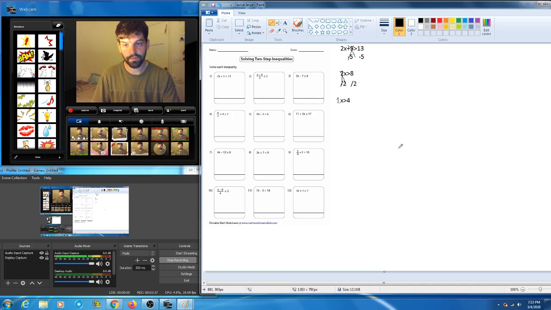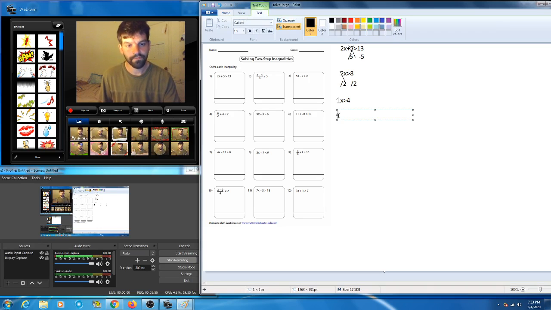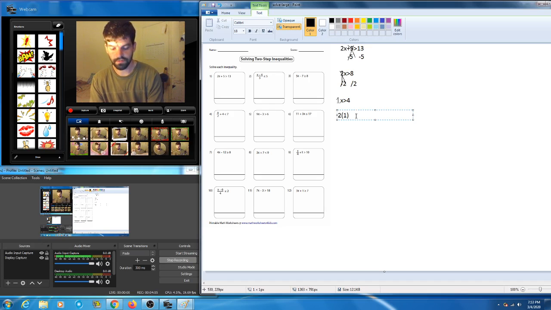Now here's the very important part of these types of questions. The biggest thing that you want to do is make sure that your solution set works. So what you can do is pick a number that would satisfy this inequality, in this case, any number that's greater than 4. So I'm going to choose 10. I'm going to go back to my original inequality and substitute in 10 for anywhere that I see x. So 2 times the 10 plus 5 is greater than 13.